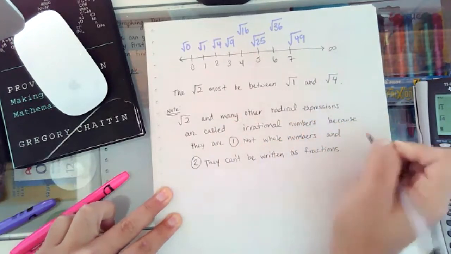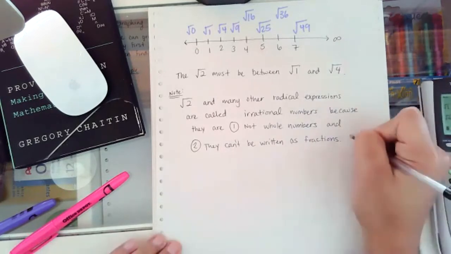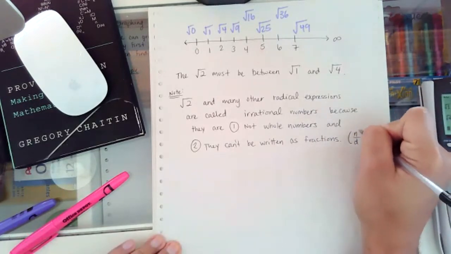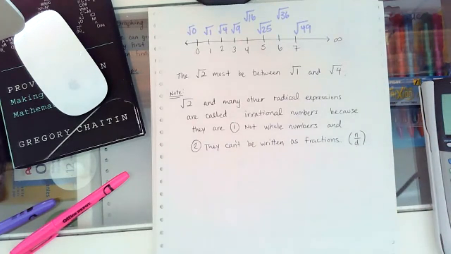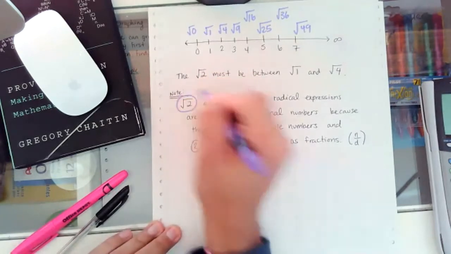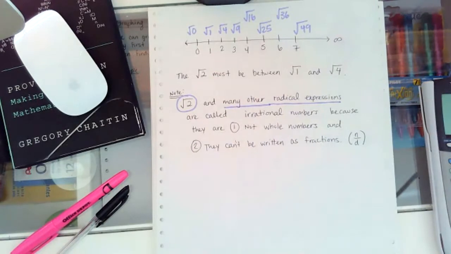It's probably been a while since we talked about the number line, but when we introduced the number line, I talked about rational numbers, things that could be written as n over d, where you have some whole number on the top and some whole number on the bottom. Well, it turns out that the square root of 2 and many other radical expressions just can't be written as fractions. But we still need to be able to find their location on the number line.